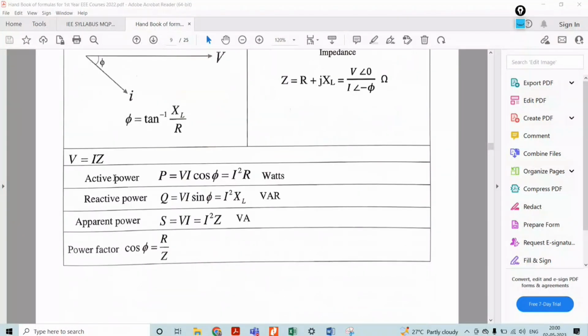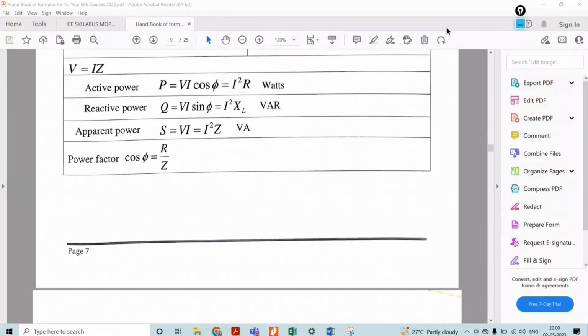Practice the same. Then with respect to the voltage, V is equal to I into Z. Corresponding to the active power, VI cos phi or I squared R. Corresponding to the reactive power, Q is equal to VI sin phi, which is also equal to I squared XL. Then apparent power, S is equal to V into I.